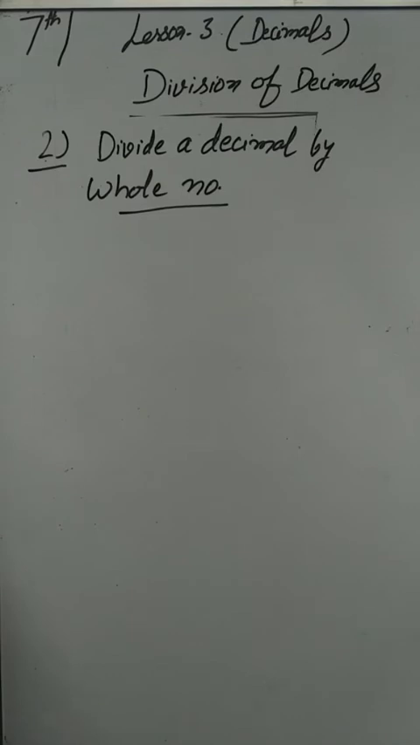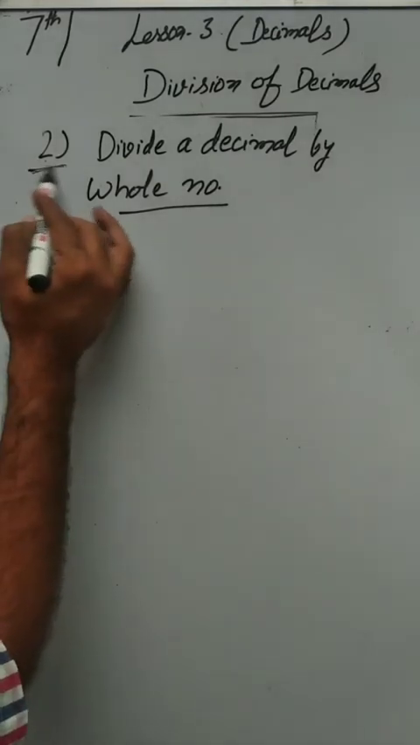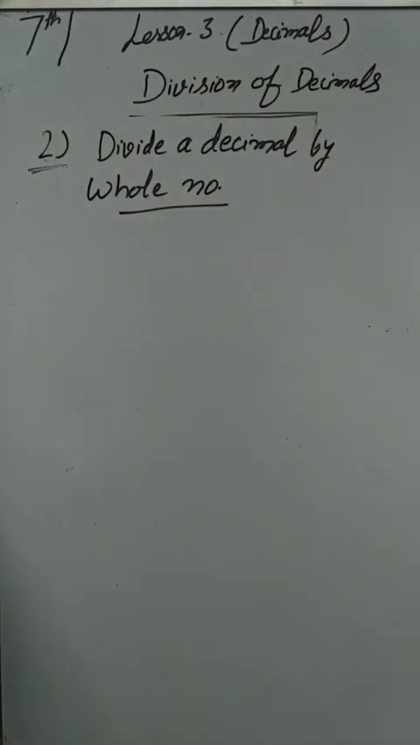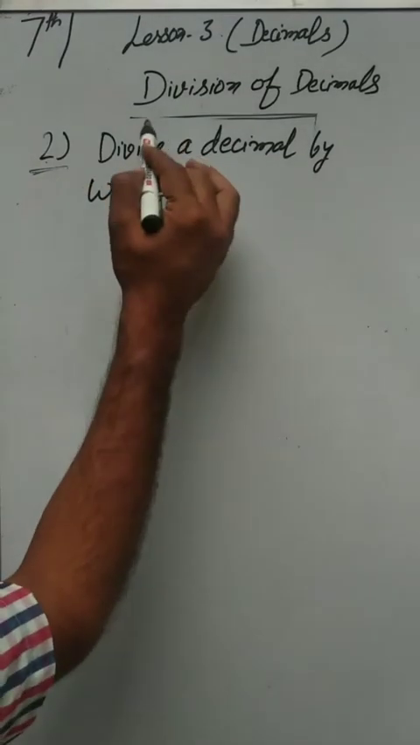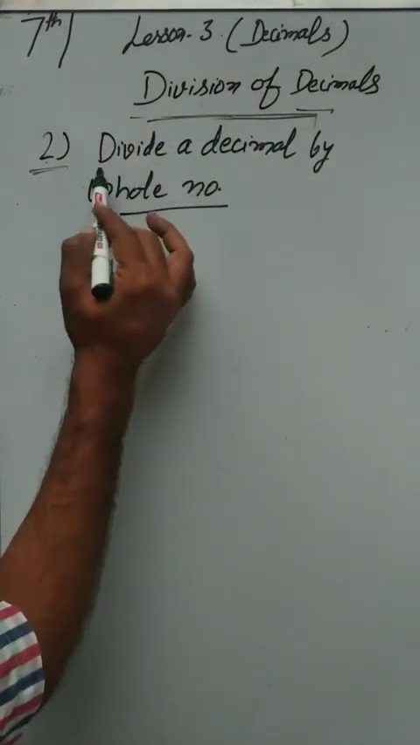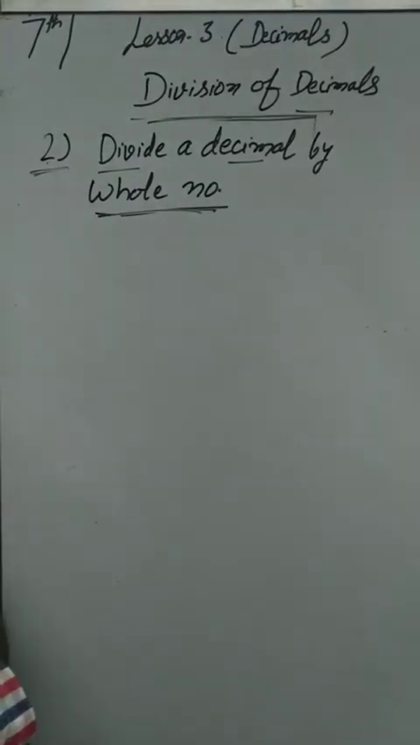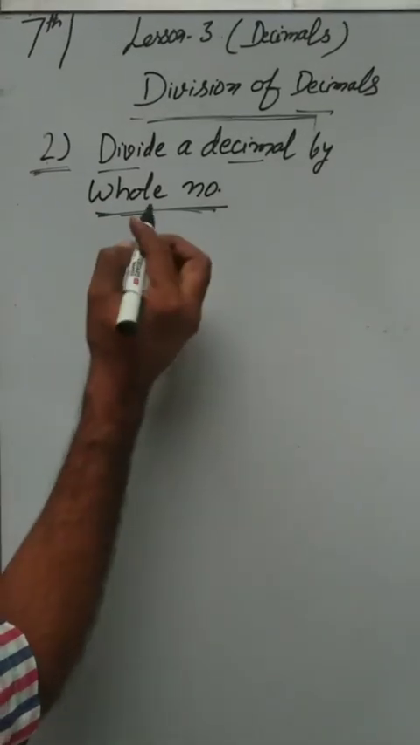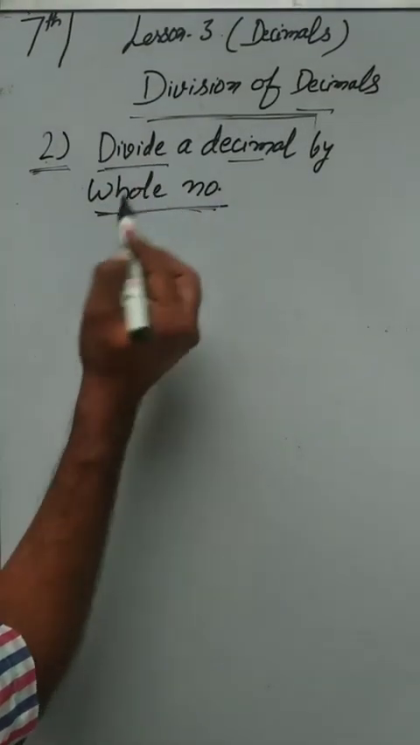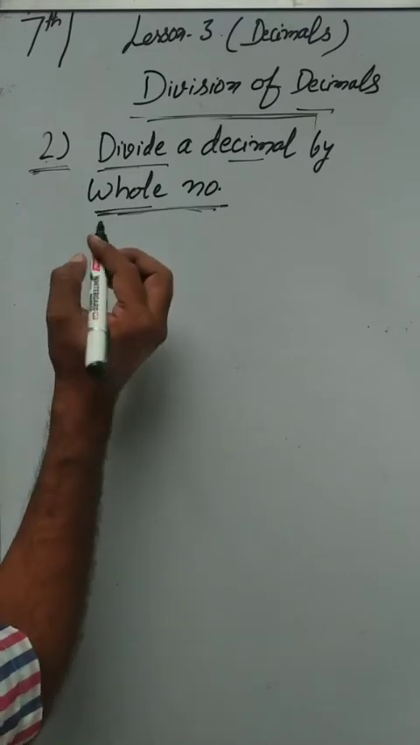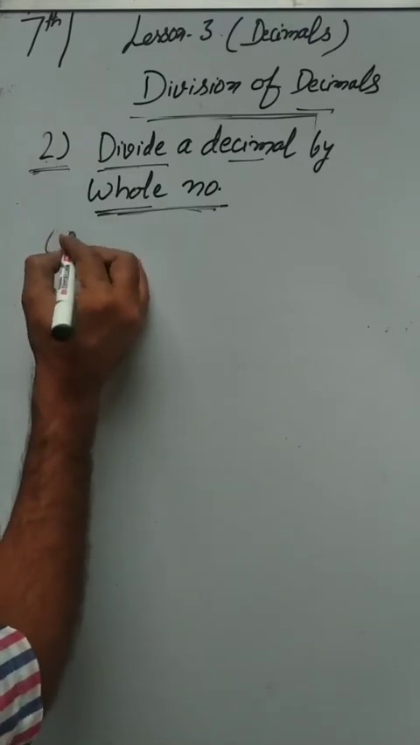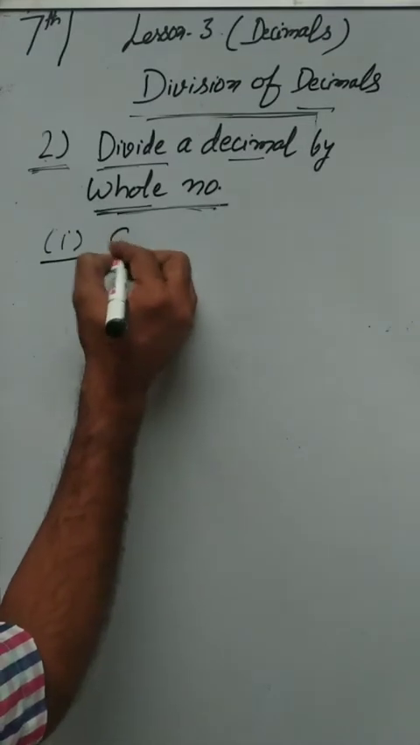Yes student, your next sum, the second type of division of decimals, means dividing a decimal by a whole number. We want to divide a decimal by a whole number except 10, 100, 1000, because we have discussed that in the first type. Now when we want to divide a decimal by a whole number, how will we proceed with the sum? I want to discuss one example.